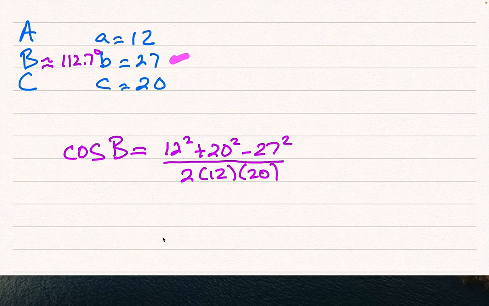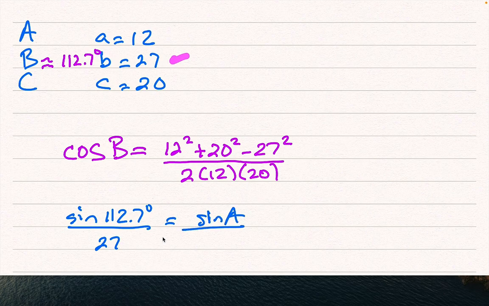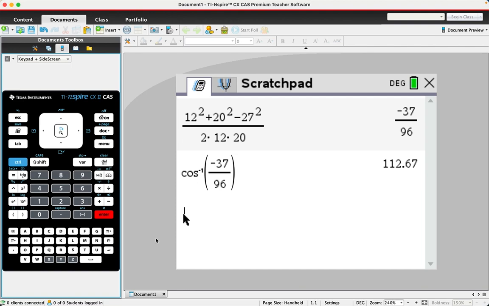And now I can apply the law of sines. So I can take the sine of 112.7, divide that by 27, and since we're using the law of sines, I want to find the small angle, so this would be the sine of A all over 12. Okay, what I'm doing again is I'm finding the angle with that one, and I throw that in my calculator. Here we go.